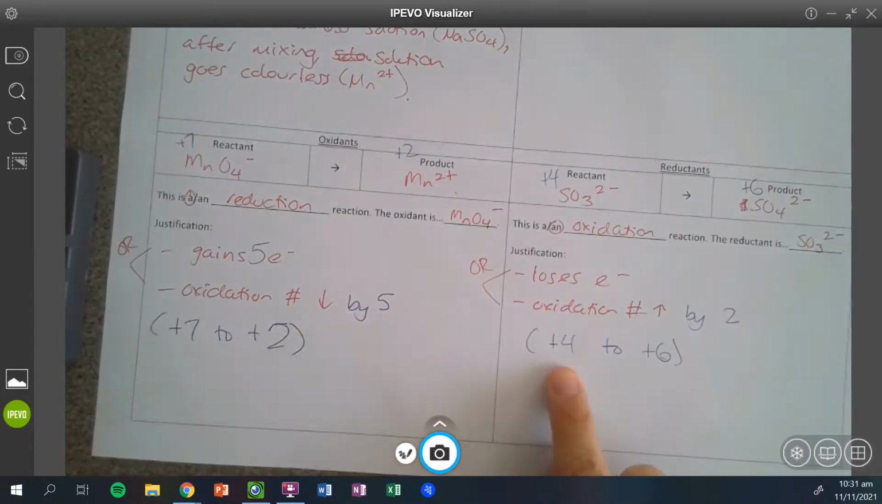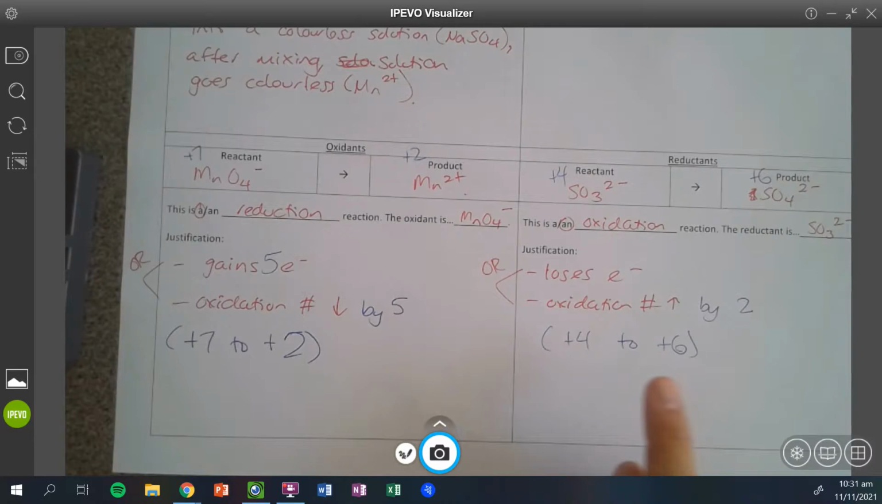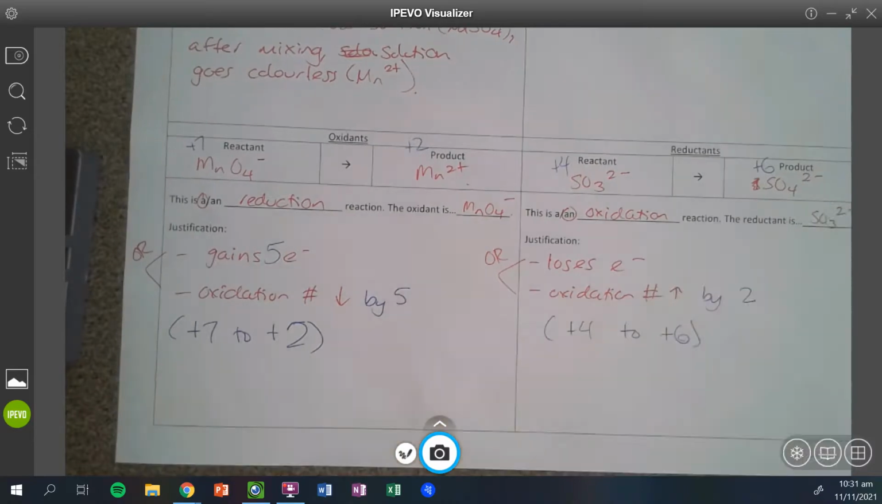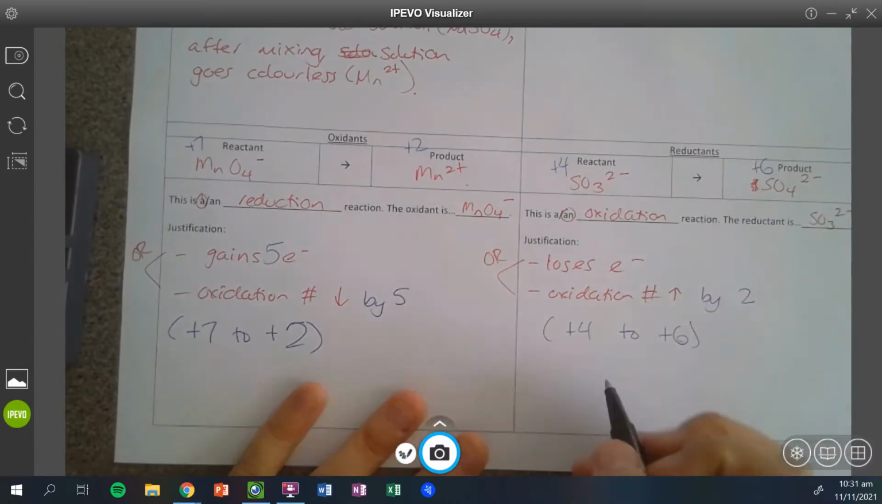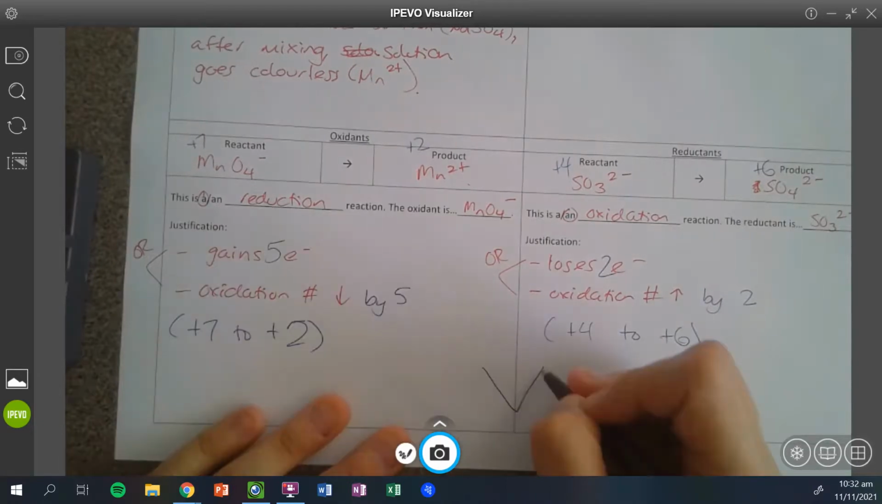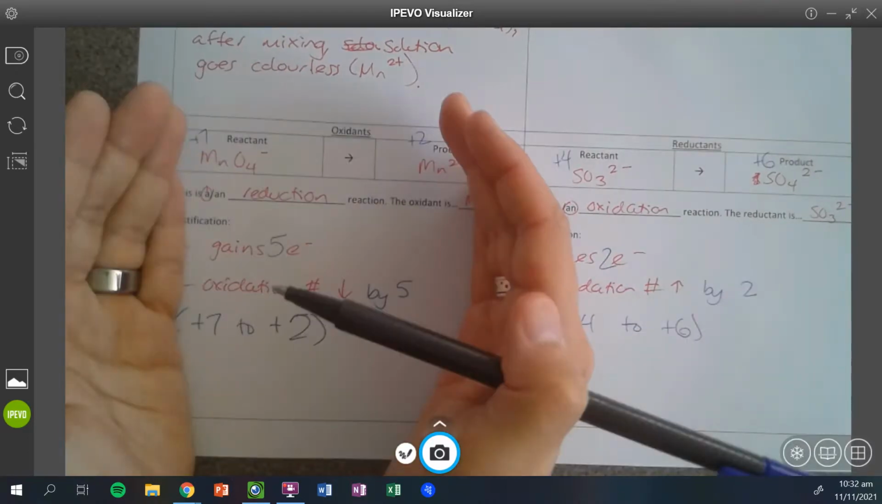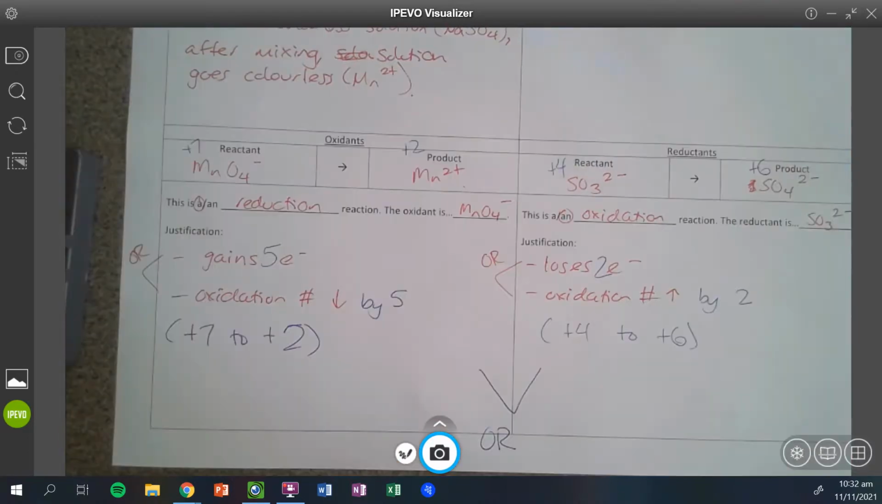Note how I'm moving this plus sign. When we're talking about oxidation numbers, the plus and minus go before. When we're talking about charge, it goes after. It's chemistry language. All right, so this has lost 2 electrons. Cool. We go with that? Again, this is an OR option. You have either the reduction process or the oxidation process.